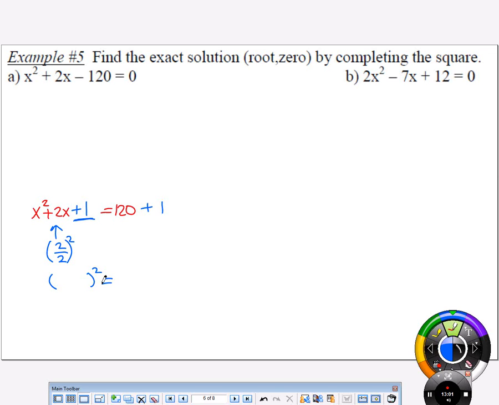What should be the first number in the binomial so that when you square it, you get x squared? And what should be the last number so when you square it, you get 1? Everything here is plus, so it's good. Okay. And then on the right side, 120 plus 1 is just 121. And now I have a problem that I can set up by doing those simple square roots like we were doing at the beginning. So I'm going to go ahead and take the square root of both sides.